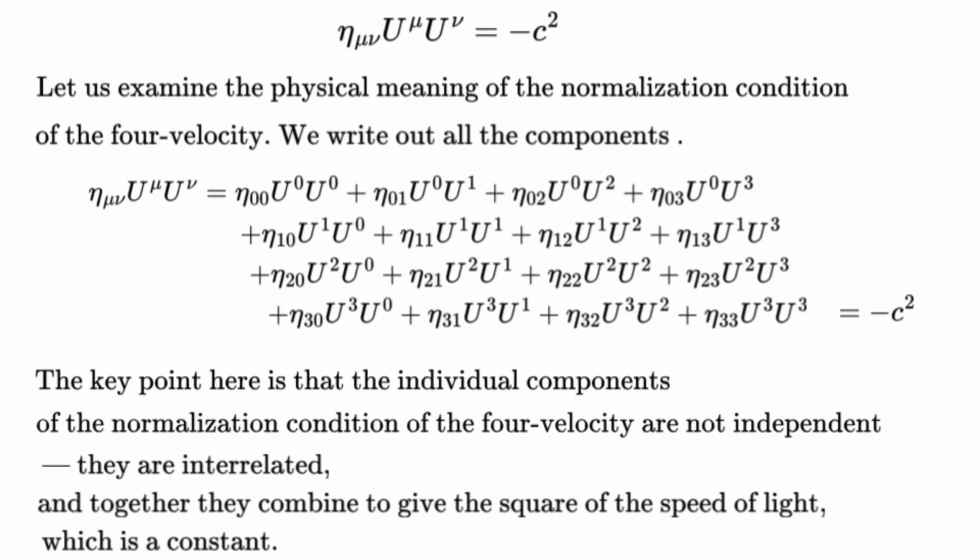Let us examine the physical meaning of the normalization condition of the four-velocity. We write out all the components. The key point here is that the individual components of the normalization condition of the four-velocity are not independent. They are interrelated, and together they combine to give the square of the speed of light, which is a constant.